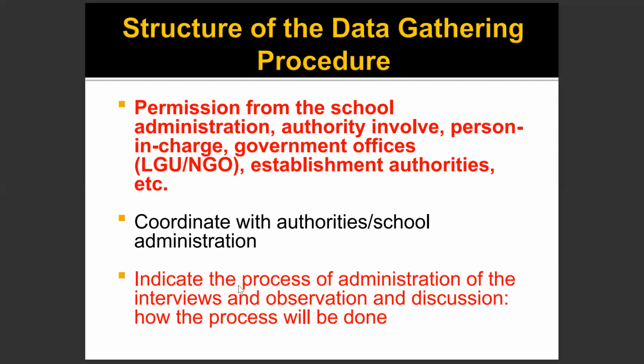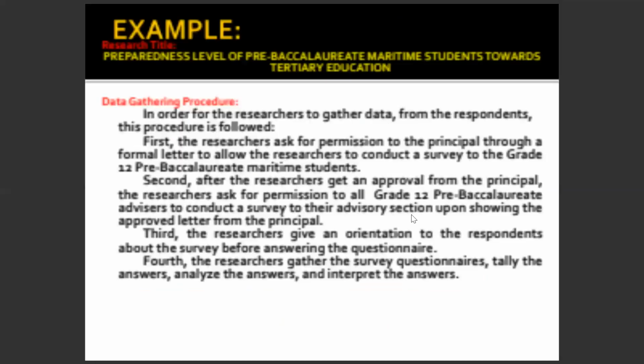And the last would be to indicate the process of administration of the interviews, observation, and discussion, how the process will be done. So these are the three requirements when you are writing your data gathering procedure: asking for permission, coordination to start our data gathering, and at the same time, the entire process of how we administer the research survey or the research interview.